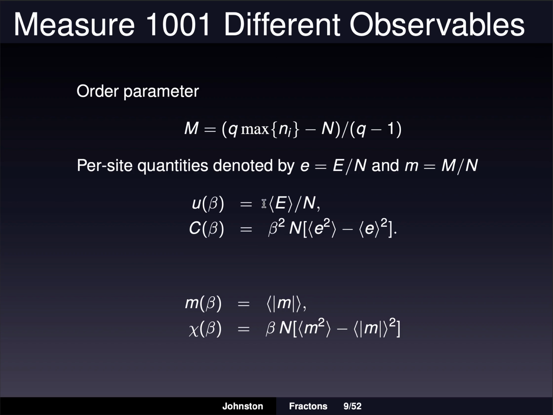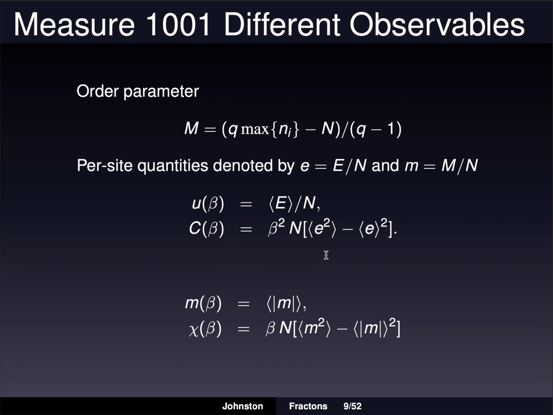An energy can be defined as the expectation value of this thing per site, and a variance in the energy will be the specific heat. Similarly, the magnetization, we take a modulus to make sure we don't get spurious cancellations, would be given by working out the magnetization from this, and the susceptibility is simply the variance in this magnetization. These are the sorts of quantities that we'd be measuring in a simulation of a spin model, whether it was an Ising model or a Potts model or something more complicated.